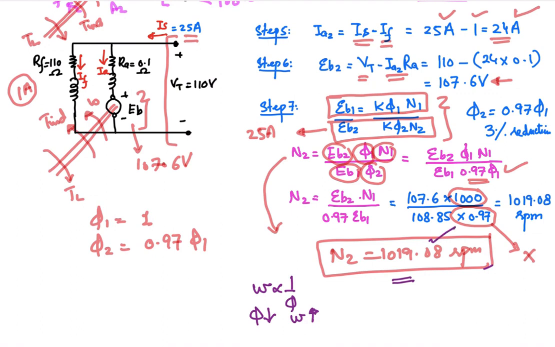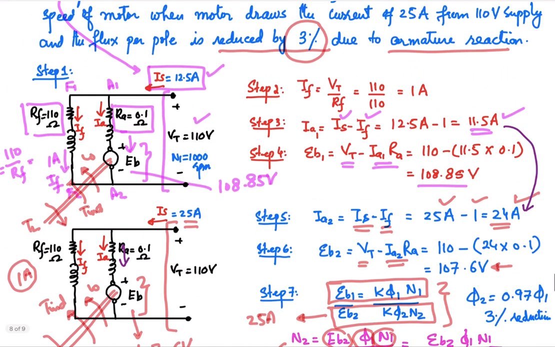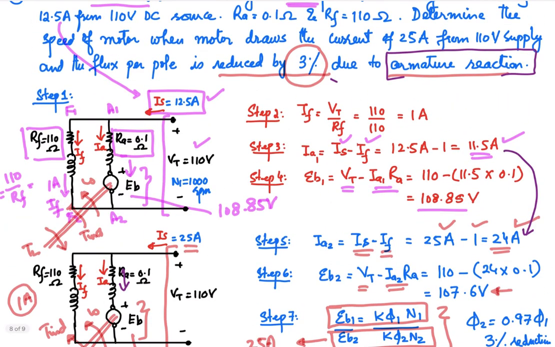Even though our load has increased, the armature current has increased from 11.5 ampere to 24 ampere, the armature reaction is to be considered. In the previous tutorials, we have not considered the armature reaction. That's why the speed was always decreasing with the increase of the load. But here it's an interesting example. If you consider the armature reaction, and at the moment we have just considered a 3% reduction in the flux, it may be lesser or more, and that will be evaluated in the upcoming tutorials related to DC motors. So in this example, I have considered a 3% reduction in the flux.